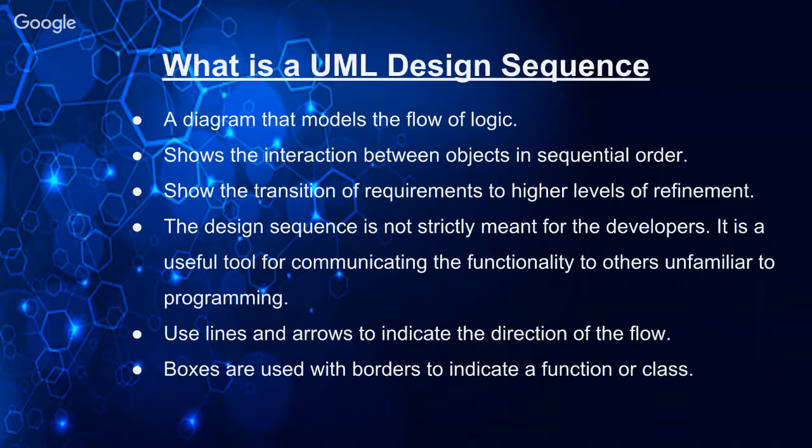The way you create a UML design sequence diagram is by using lines and arrows to indicate the direction of the flow of logic. Boxes are used with borders to indicate the function or class. The class name or function name should be in the middle of those boxes.